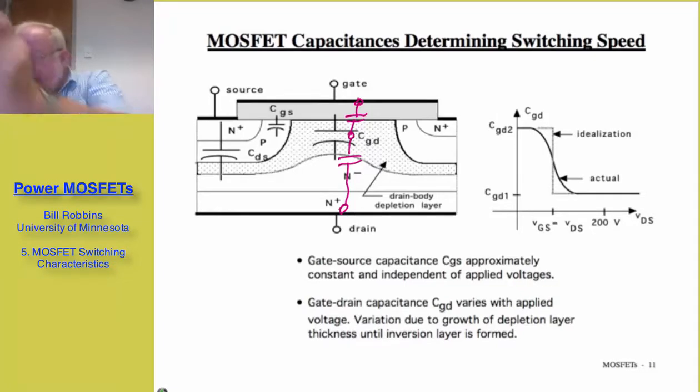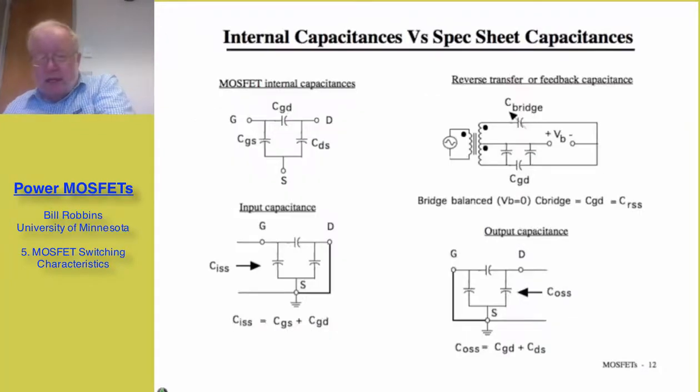If one looks at the spec sheet for a MOSFET and attempts to find information about these capacitances, one is going to be somewhat puzzled by the fact there is no indication of what the gate to drain and gate to source capacitances are, at least not directly. Instead, what most manufacturers do is measure capacitances in a slightly different way, and those can be related to the gate to source and gate to drain.